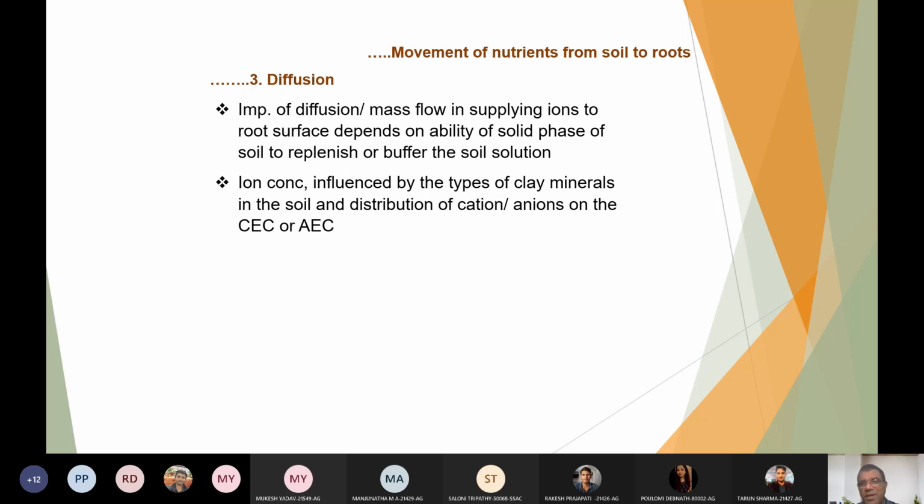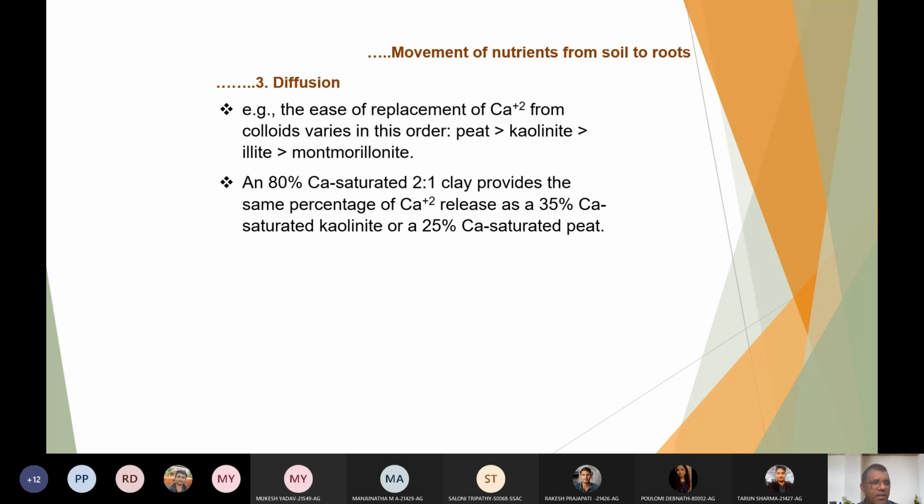So it is also important that if some nutrients are removed from the soil solution by mass flow or by diffusion, then those nutrients should be compensated from outside. They should enter and buffer the soil solution. How fast it is buffered will decide the movement of nutrient by mass flow or by diffusion. Ion concentration is influenced by the types of clay minerals in soil and the distribution of cations and anions on the cation exchange capacity and anion exchange capacity.